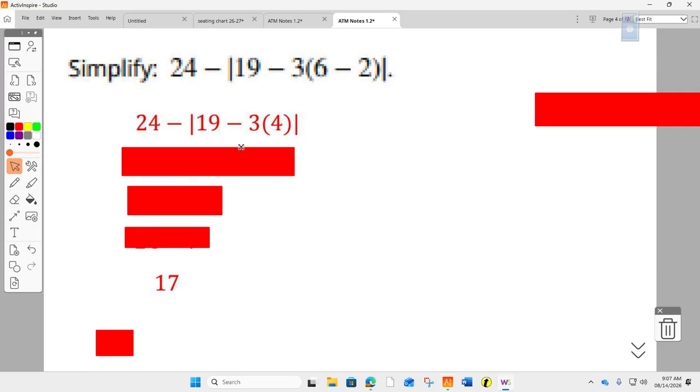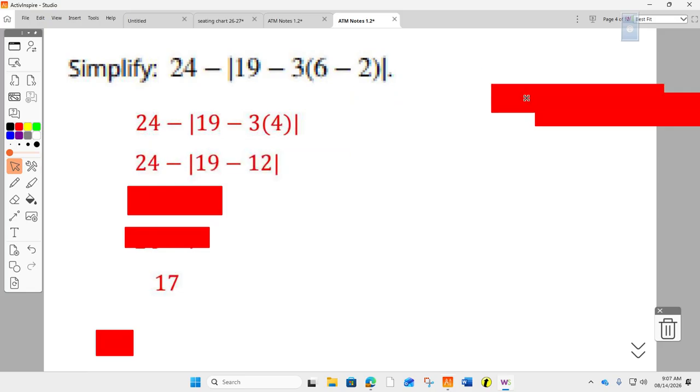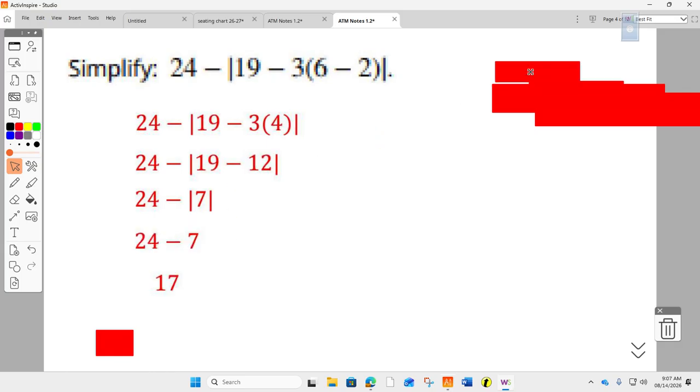Now we're going to do the multiplication inside our grouping symbols, which are our absolute value symbols. So now 19 minus 12 is 7, the absolute value of 7. Oh, they didn't evaluate it all at once. I would be okay if you did that. Any questions?